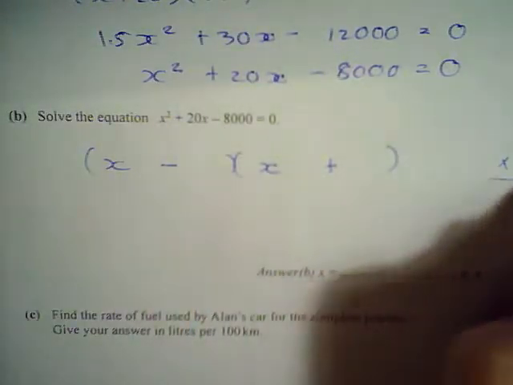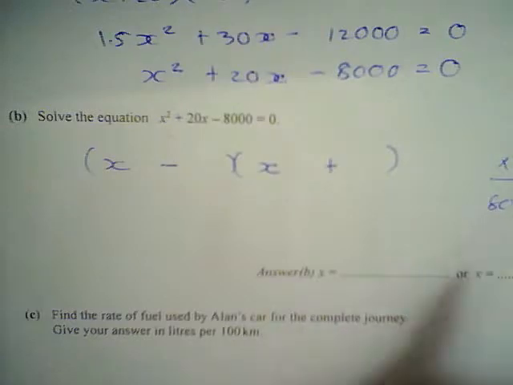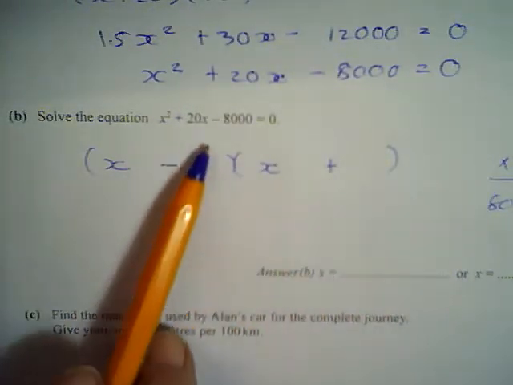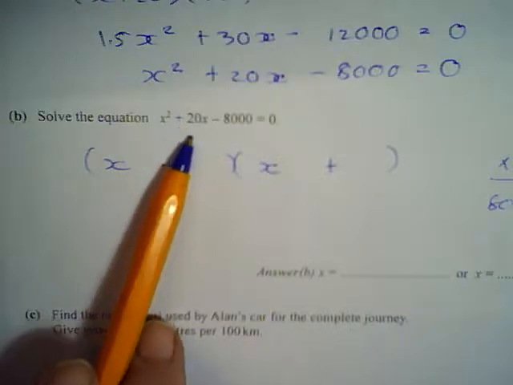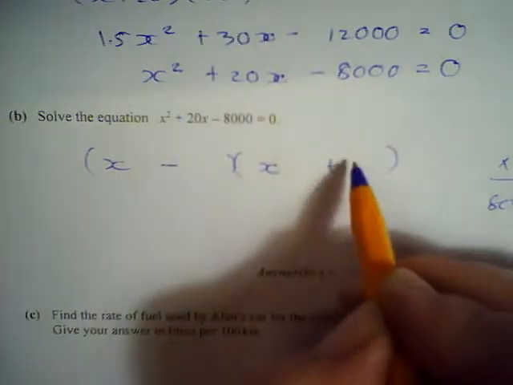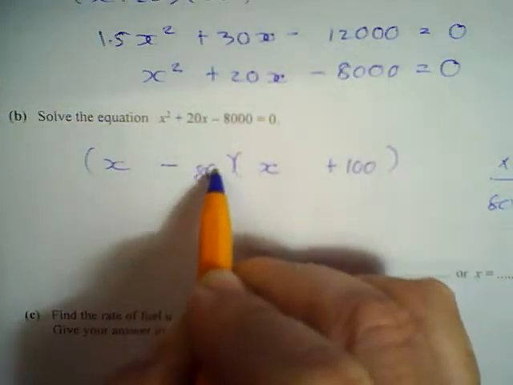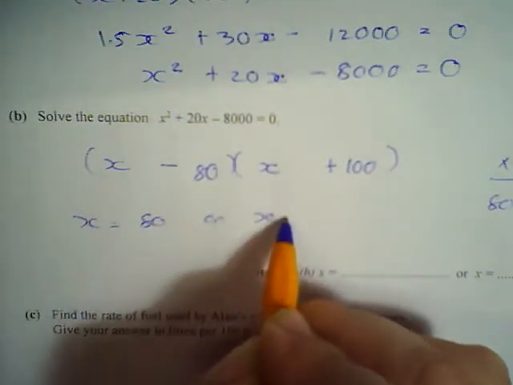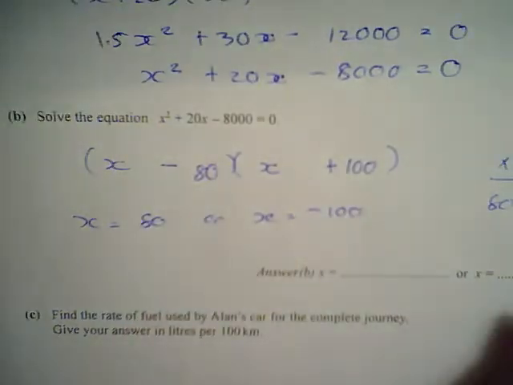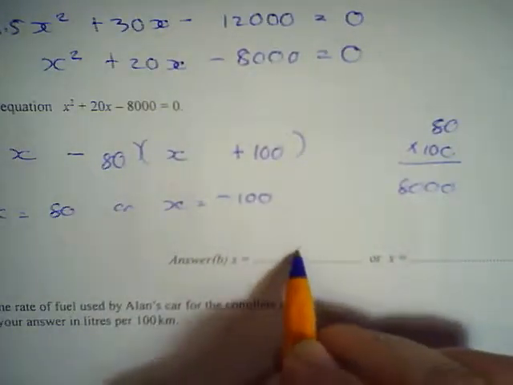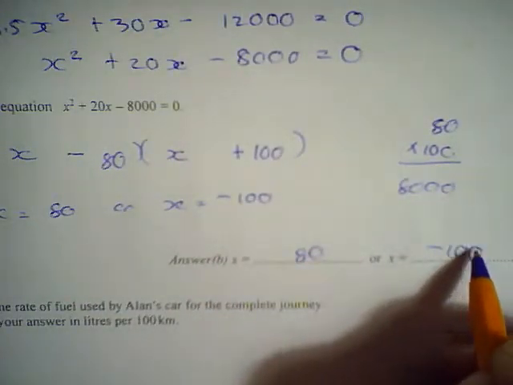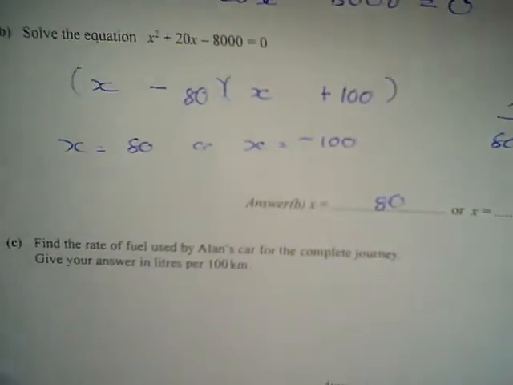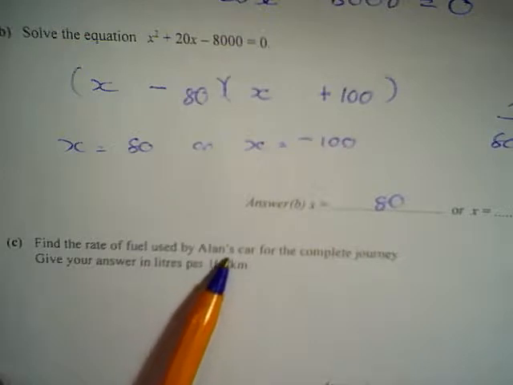Times 100, that would give me 8,000, yes. And I want 20. If I subtract 82 and 100 from one another, I will get 20. I want a positive 20, so it will be 180. So x would be equal to 80, or x would be equal to negative 100. Okay, let's fill it in. 80 or negative 100.